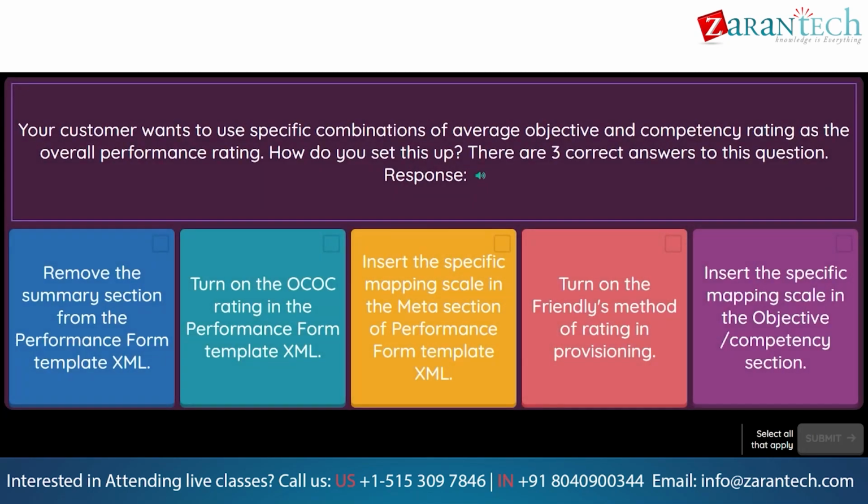Question: your customer wants to use specific combinations of average objective and competency rating as the overall performance rating. How do you set this up? There are 3 correct answers to this question. Response. Option 1, remove the summary section from the performance form template XML.